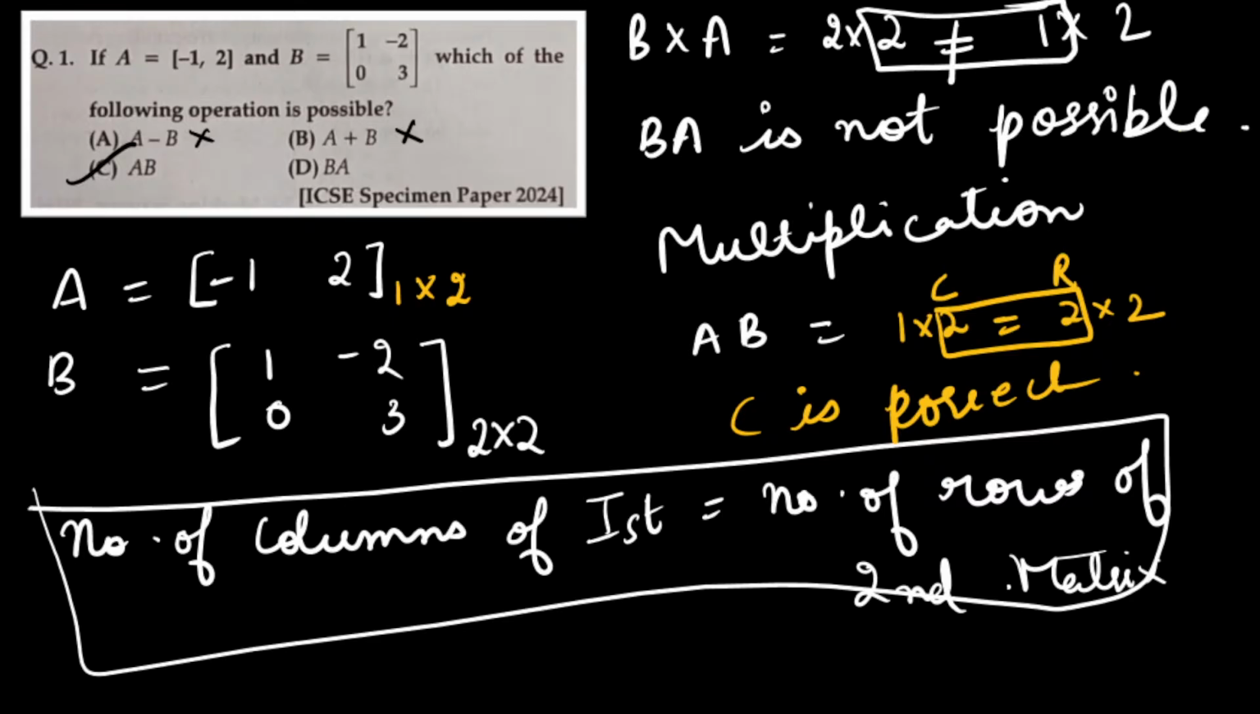You can write both the orders, and the middle ones should be the same, like this one: 2 and 2 are equal. That means matrix multiplication is possible. So does anyone have any doubt? Have you understood when matrix multiplication is possible?